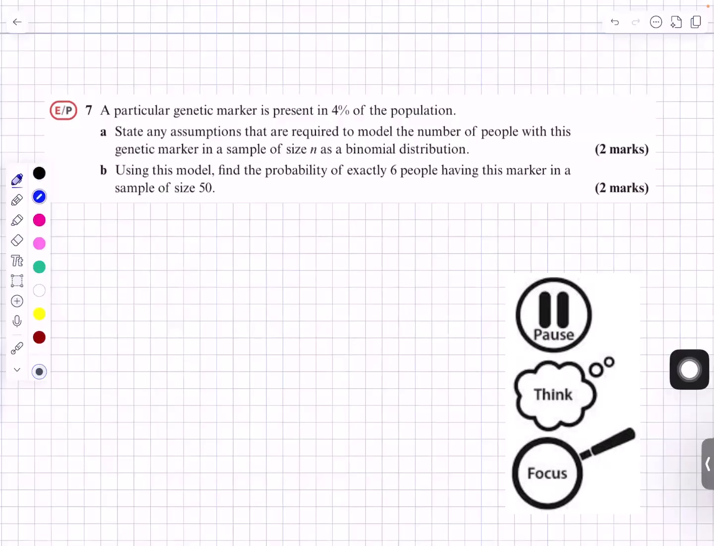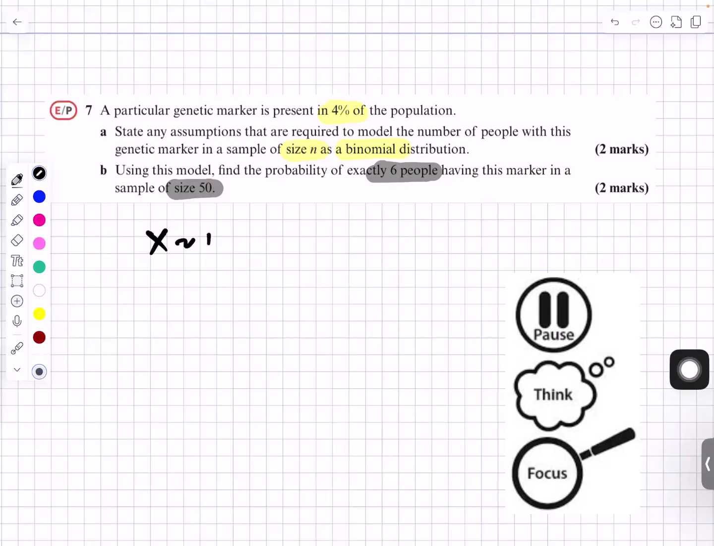You read number 7. A particular genetic marker is present in 4% of the population. State any assumptions that are required to model the number of people with this genetic marker in a sample of size n as a binomial distribution. Using this model, find the probability of exactly 6 people having this marker in a sample of size 50. So they want you to state those 4 assumptions for binomial.